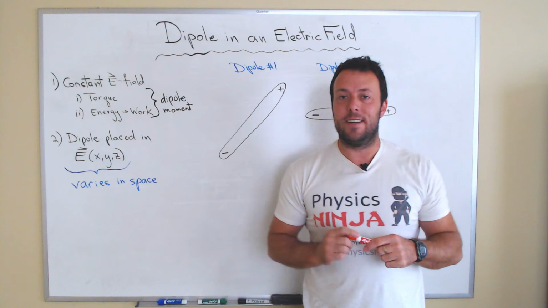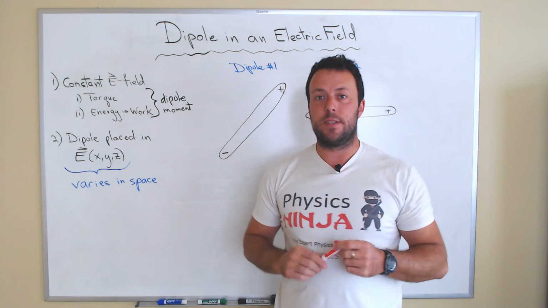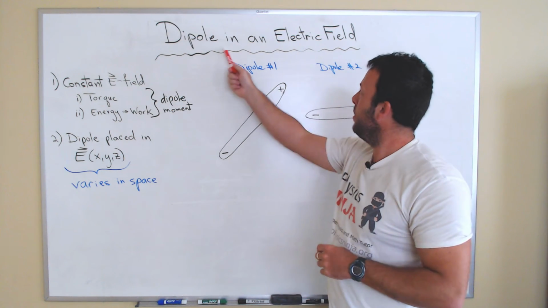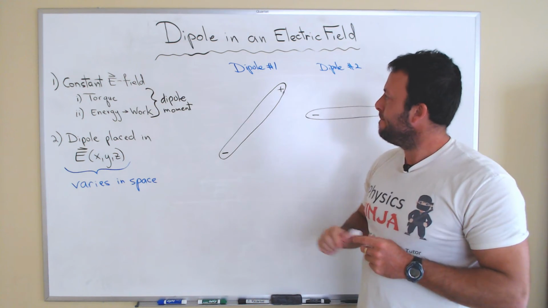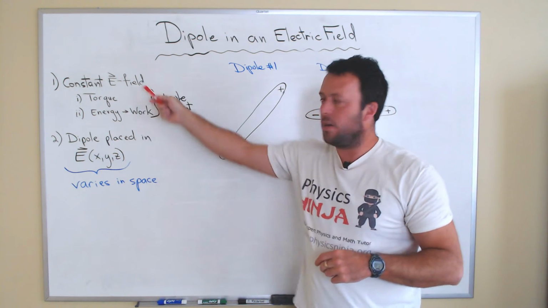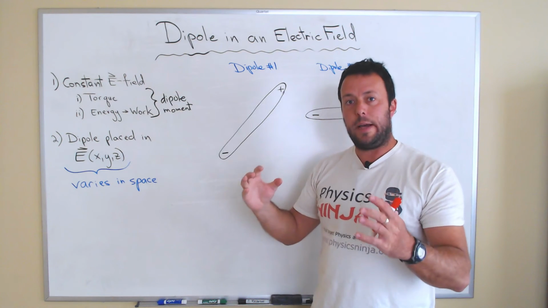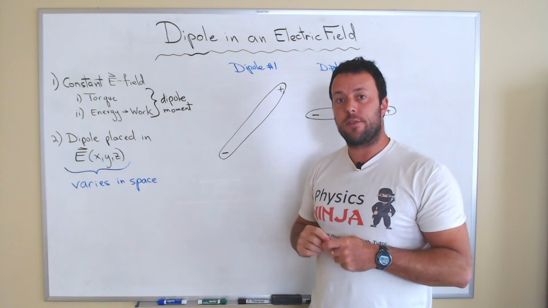Hi everyone. Today I want to look at another problem in electrostatics. I want to look at a dipole placed in an electric field this time. So we're going to look at a couple different cases. I'm going to start with the simplest, which is just a couple dipoles placed in a constant electric field.